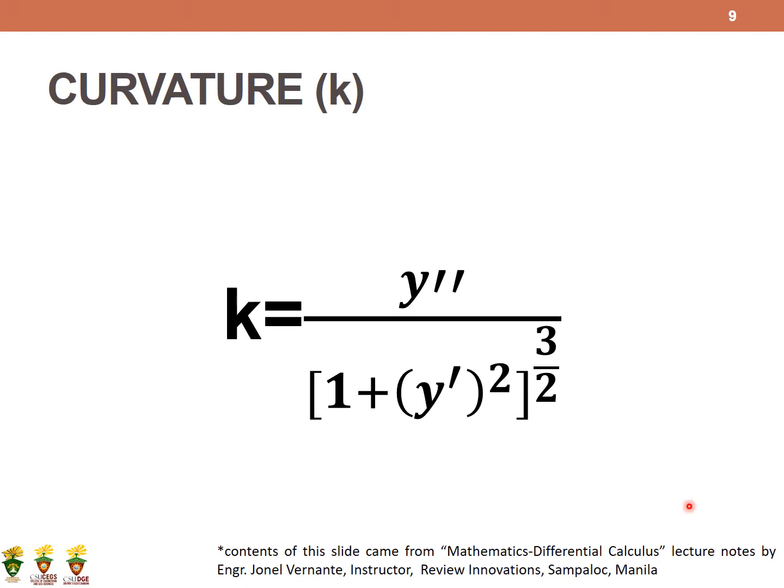The curvature is denoted with the small letter k, and here is the formula: the second derivative of y over the quantity 1 plus the first derivative of y squared, raised to the power of 3 halves. This is the general formula for curvature.